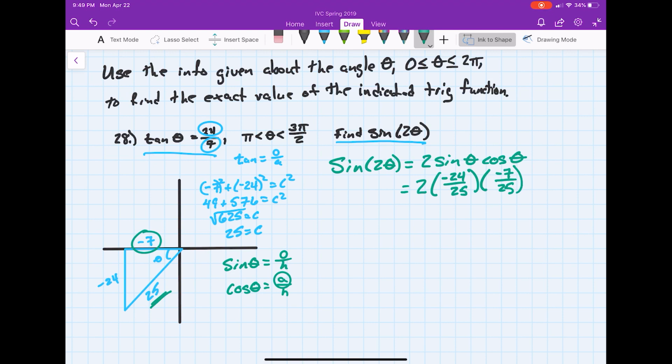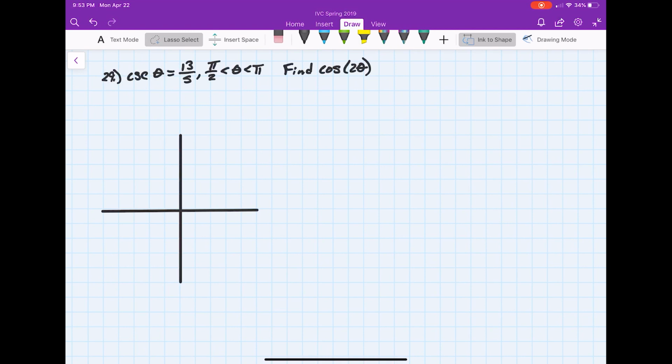And now we just need to compute this all out. I'm just going to use a calculator here real quick. That's 2 times negative 24 times negative 7 comes out to be 336. And 25 times 25, we already know what that is, 625, because we found that in the Pythagorean theorem. So there you go. So now we're on to 29.